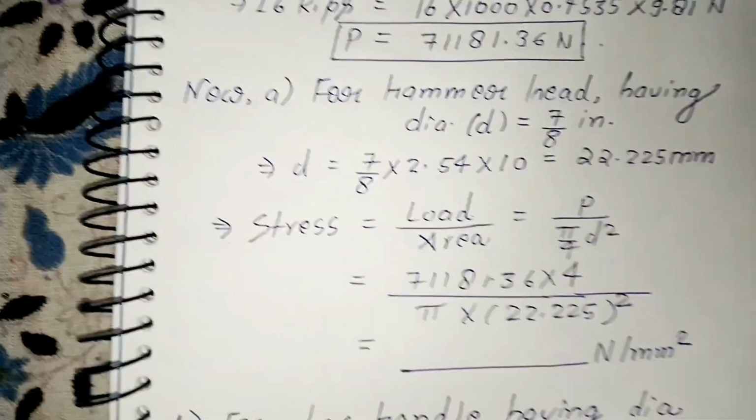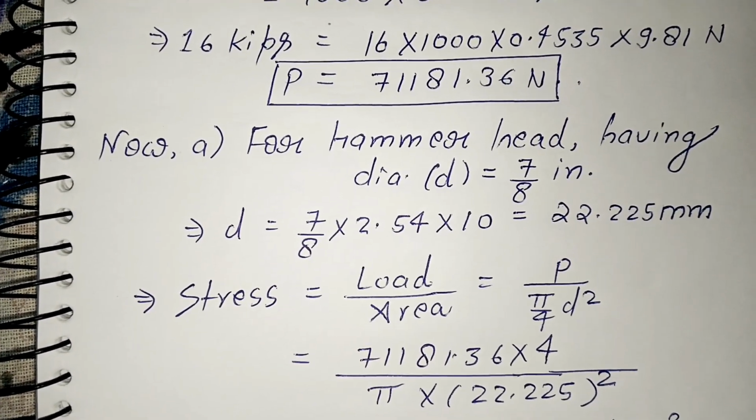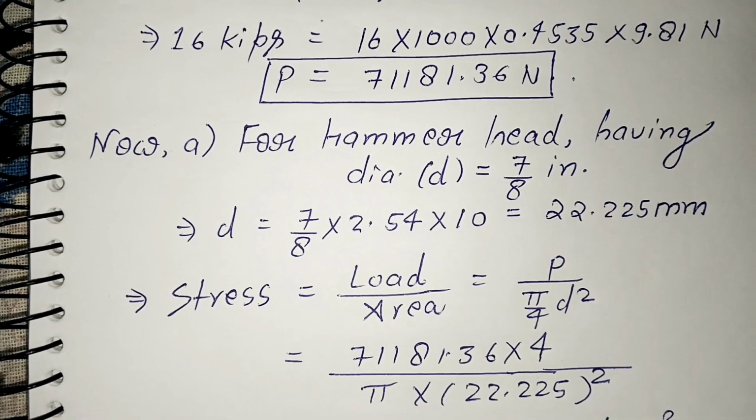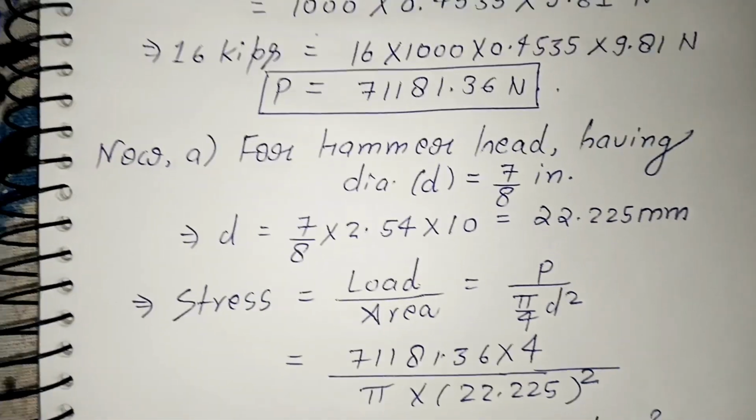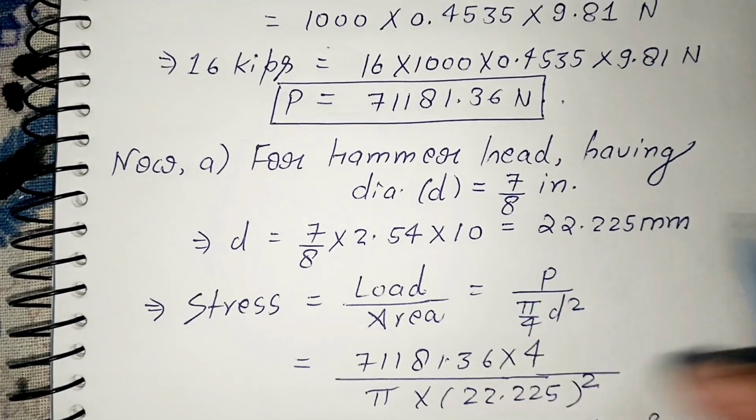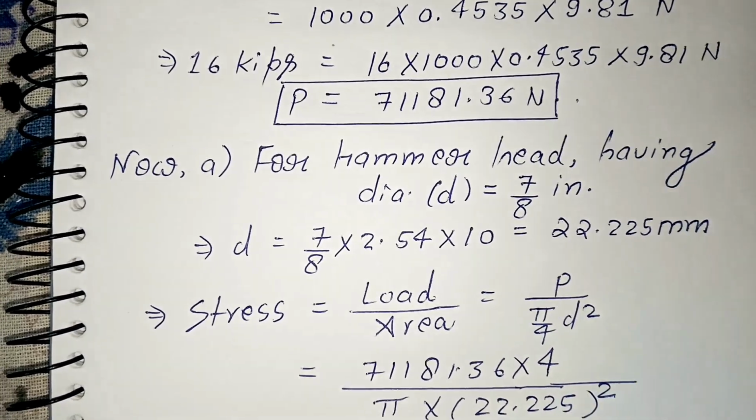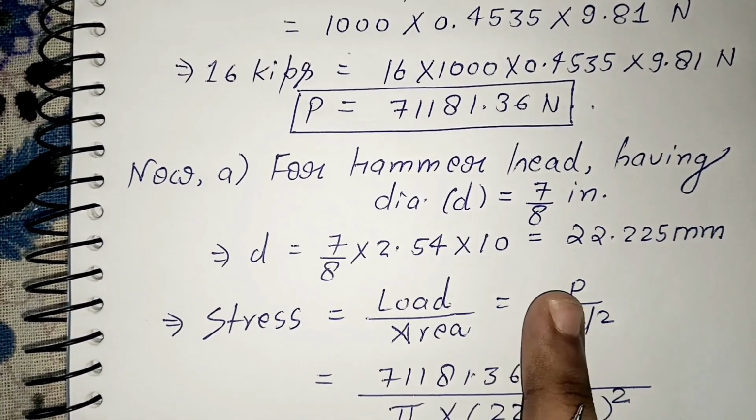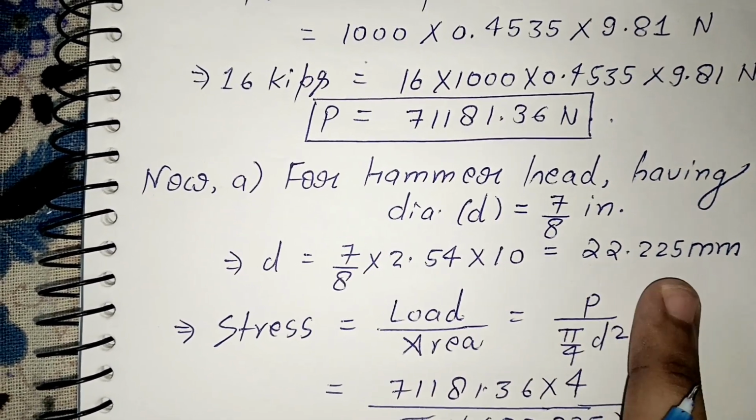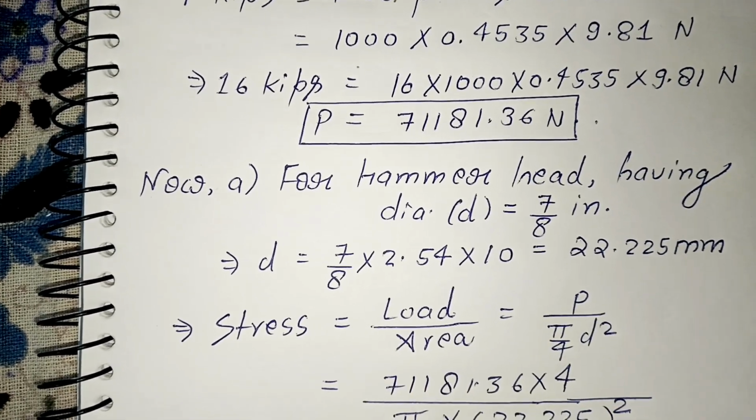Now, coming to the most important thing, that is the stress calculation. So stress is simply load per unit cross sectional area. Load is capital P. For the cross sectional area, in the question itself it's mentioned that you have to consider the hammerhead to be circular, which is having a diameter this much. So its area will be pi by 4 d square, that is the cross section area. So we will substitute all the values. P is this one, 71181.36. D is 22.225.